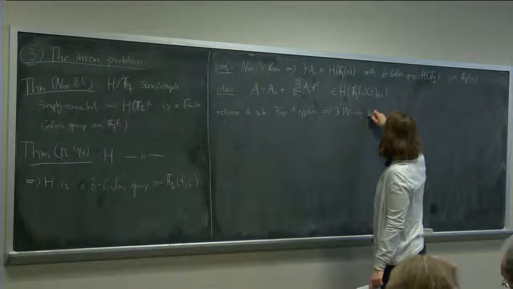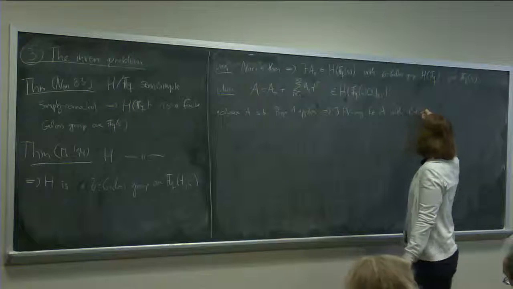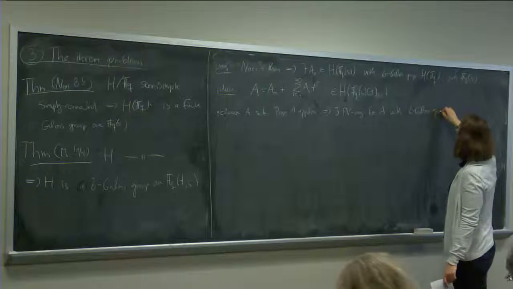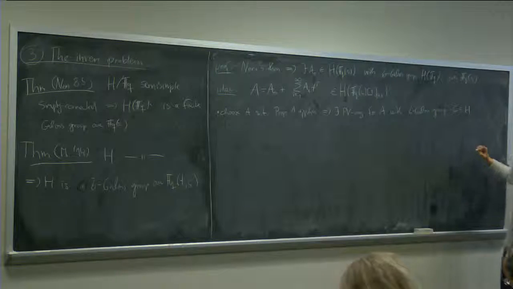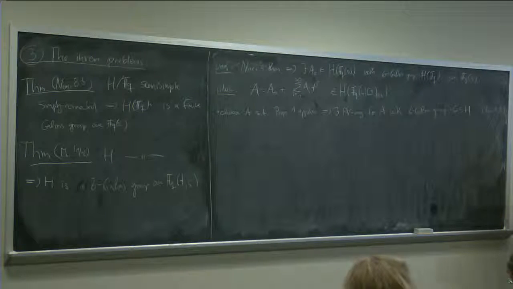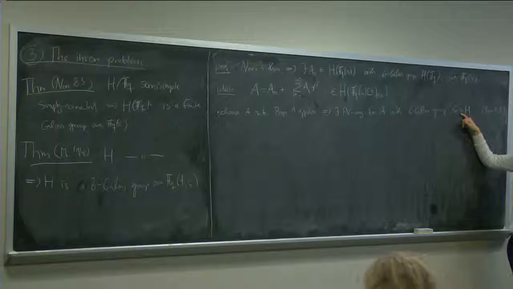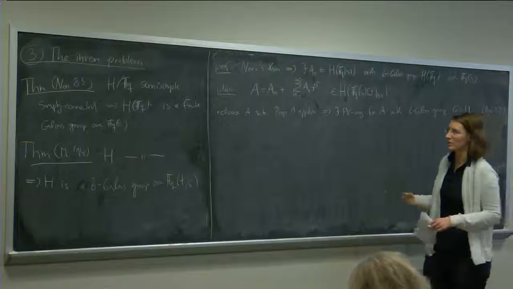With Galois group change in H by proposition 2. So the hard part is to show that this is an equality, so that the Galois group isn't smaller than H. And that's where these lower bounds come in.